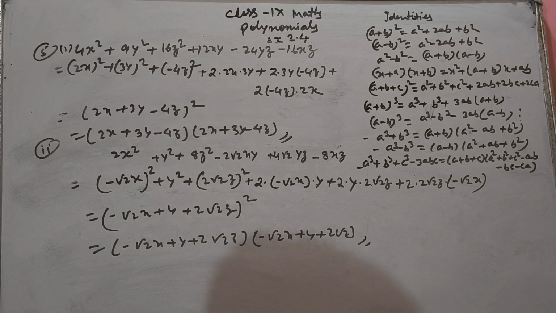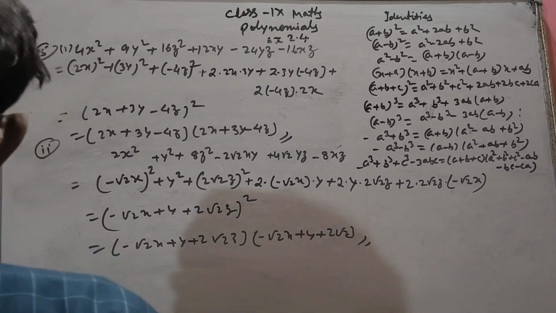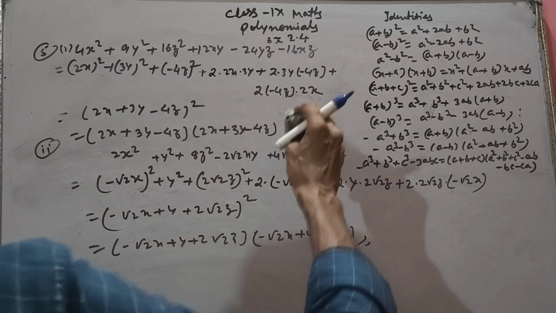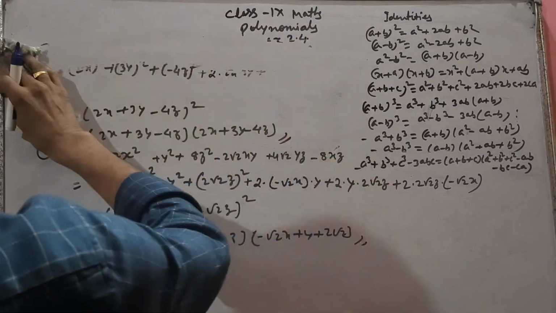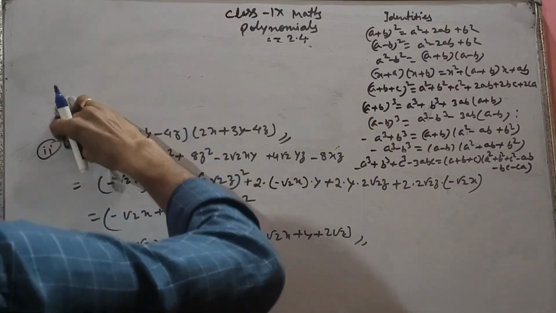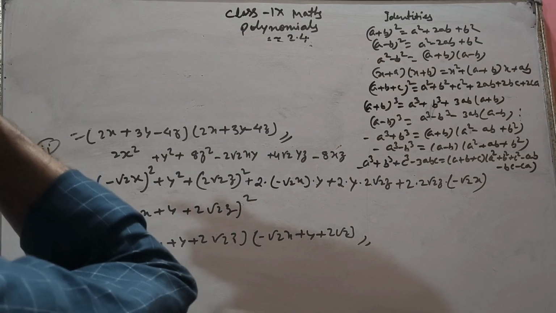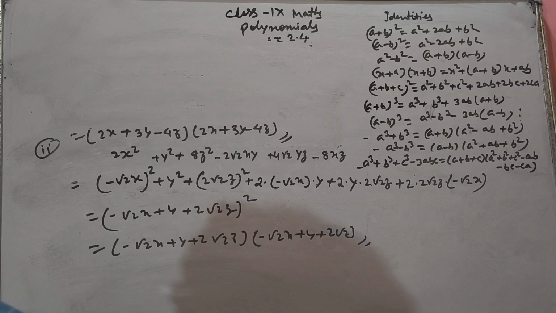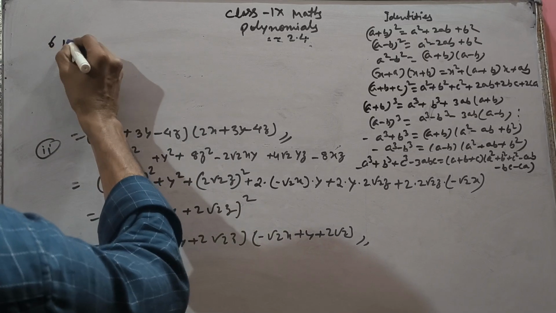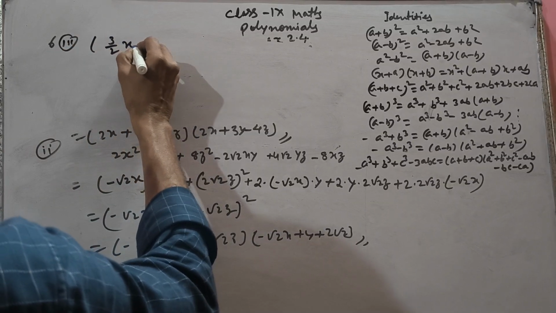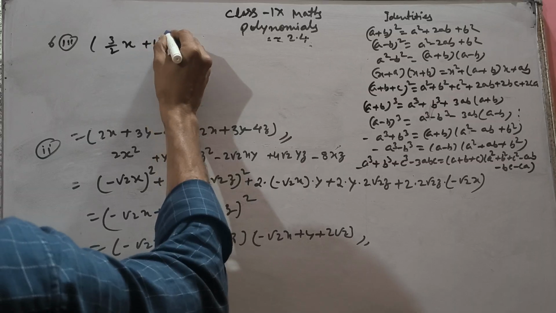Number 6 is a plus b whole cube formula. Need to expand. So I will write it down clearly. There are 4 sums. If I explain you 3 and 4, number 3 and 4, you can easily do 1 and 2. So I am doing number 3. Number 3 is what? 3 by 2x plus 1 whole cube.